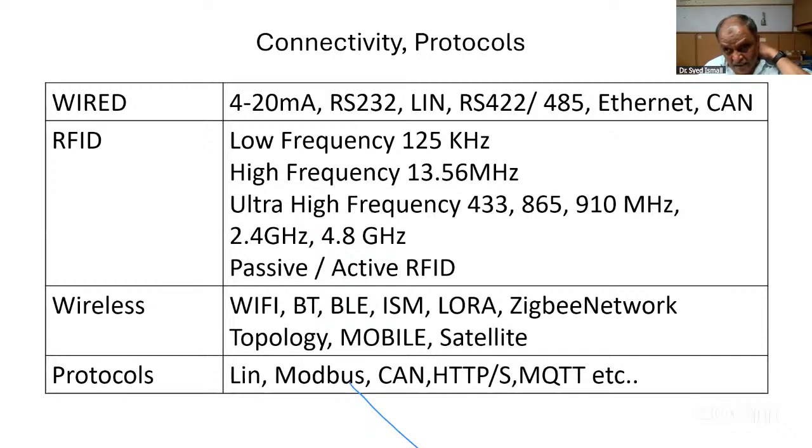This is one of the last slides I'm telling you before discussion. This is about connectivity protocols. We have to understand how to connect these sensors. I think you should understand the basics of 4 to 20 milliampere, RS-232, RS-485, Ethernet. And RFID is also not used much in agriculture, except for animal identification.